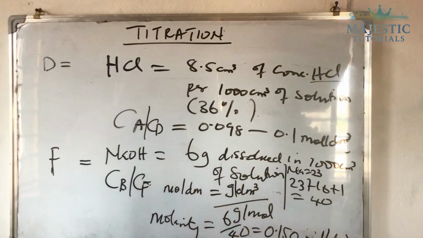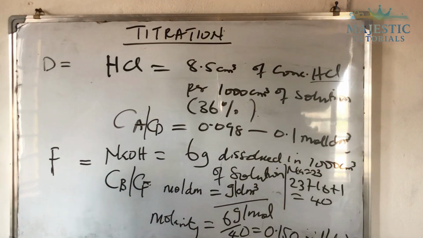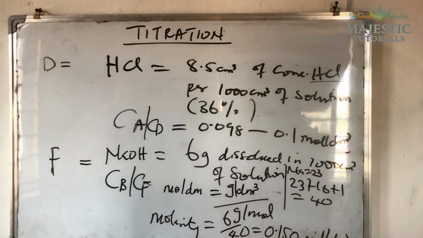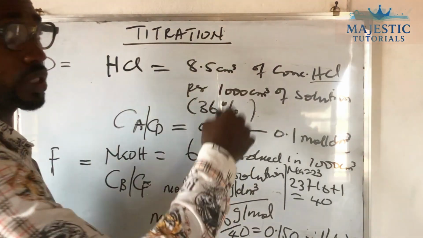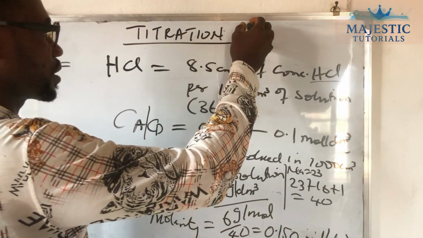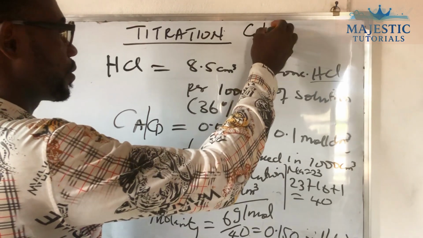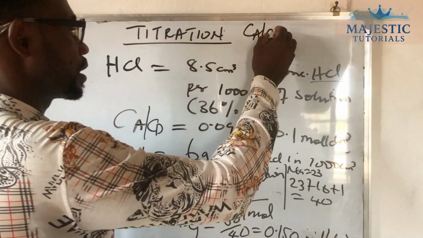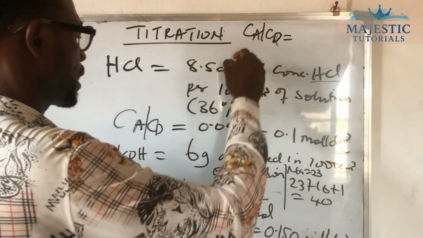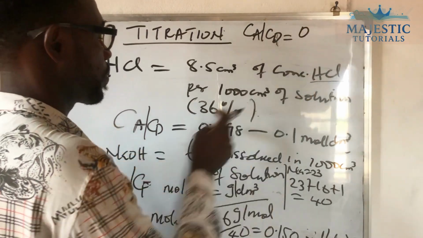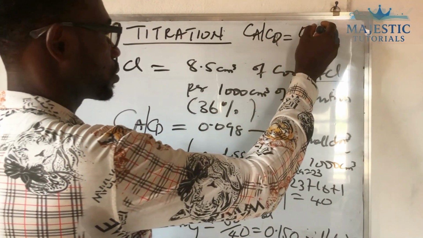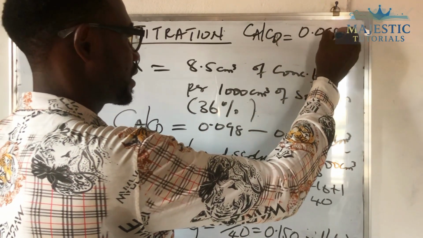With this knowledge, I can now find my endpoint without doing the titration. How do I do that? And from that, I will teach you how to manipulate the table. So what is my CA over CD? Which one? Anyone you want to work with. I said here, you take anyone you like. Remember 0.098, I would want to work with that 0.098.